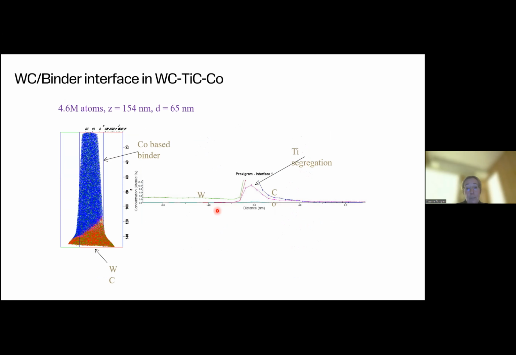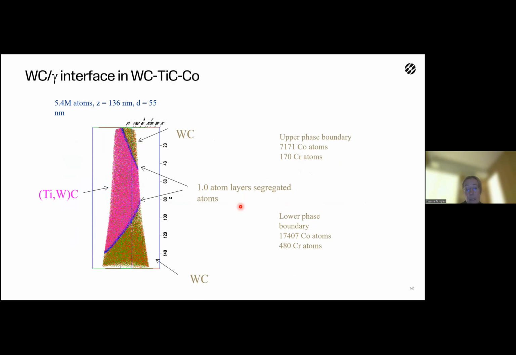If we look here, we can also see an increase in the titanium amount at the interface between the binder and the tungsten carbide crystal, and also in this case, as for vanadium, the carbon and the titanium increases at the same point. If we look at the other interfaces in this material, like titanium vanadium carbide and tungsten carbide, we also here find cobalt segregation at these interfaces in the material.